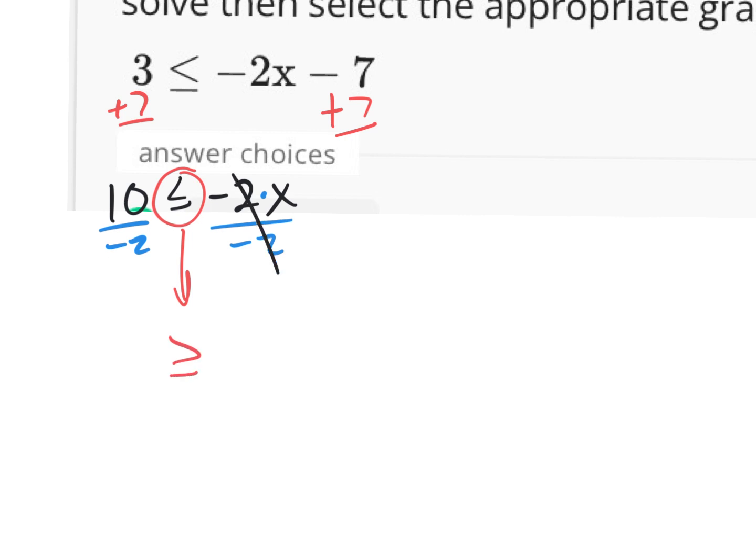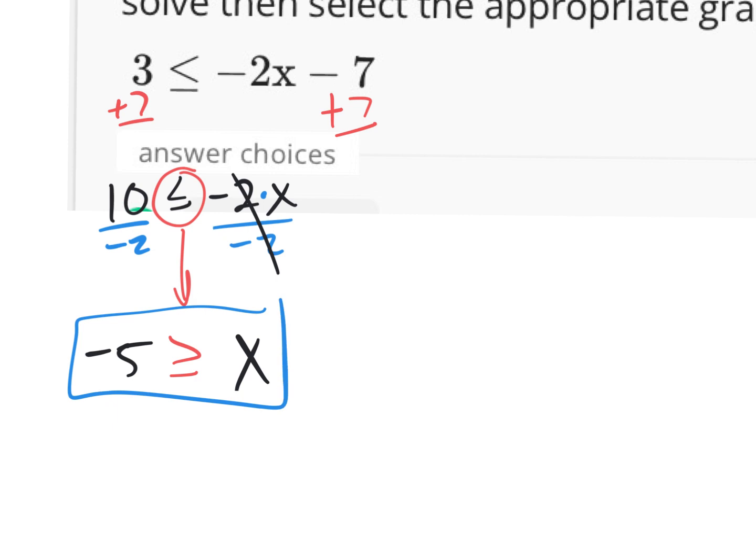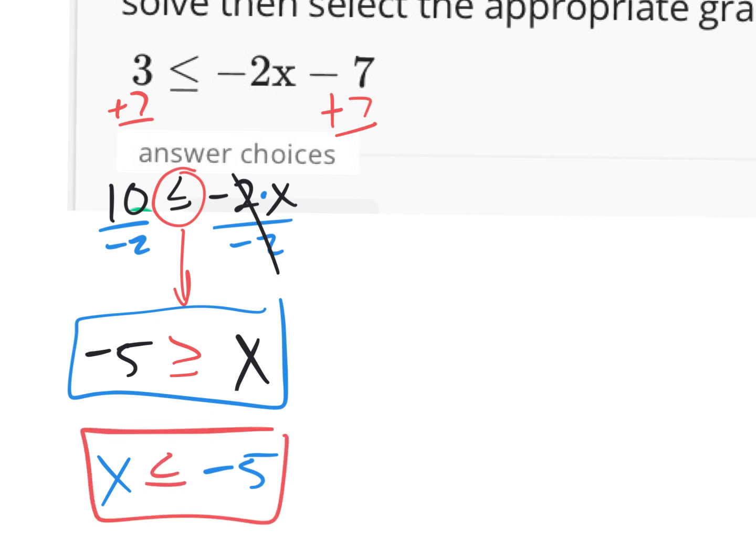The x is now by itself on the right side, negative 5 is on the left side. The only other thing you need to do is flip the entire thing. This is the answer, but you want your x on this side and the negative 5 on this side. But since this was your answer, if it was opening up to the negative 5, it has to continue opening up to the negative 5. So you're going to make it open to the negative 5, and that's your final answer.